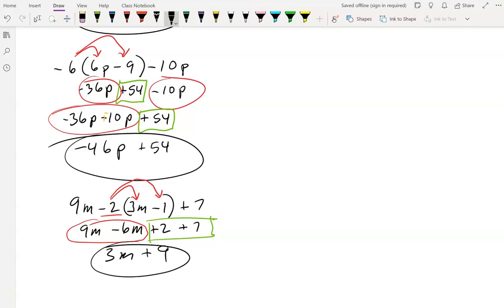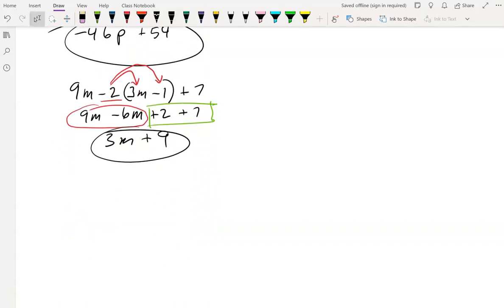Make sure you're writing all this down in your math notebook. Okay, how about a little bit more difficult? I don't know, maybe not. Not for you. Negative 2n plus 2 times n minus p plus 4p minus 3. Now there's a lot going on here, I'll admit, but remember, just bits at a time.